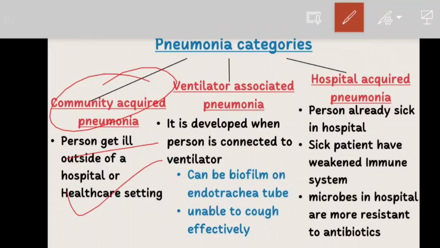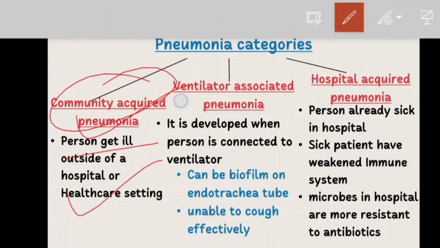Students, remember this: community acquired pneumonia is the most common type seen in clinical practice. Okay. So where did this patient acquire the infection? Inside the hospital? No, it was outside the hospital. That is why it is called community acquired pneumonia.